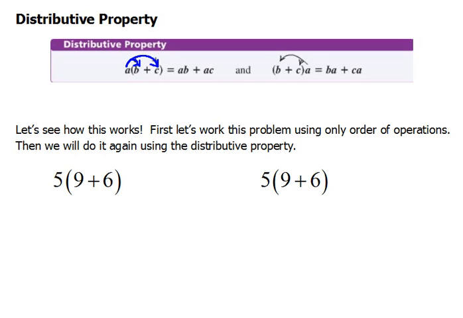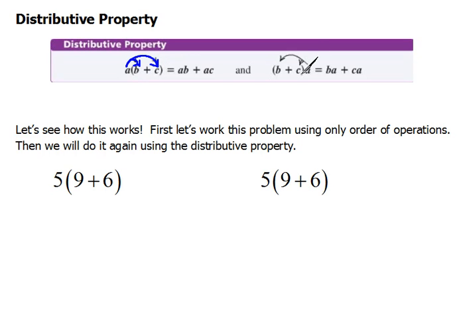I mean, distributing meaning, if you go somewhere and distribute food to the homeless, you're giving out food to each person, right? You're kind of sending it out to everybody. That's what distribute means. Well, when it comes to mathematics, the word doesn't change really. We just apply it to mathematics.